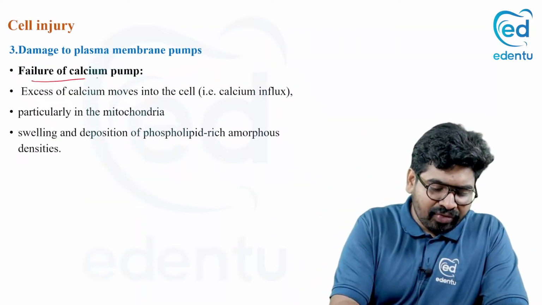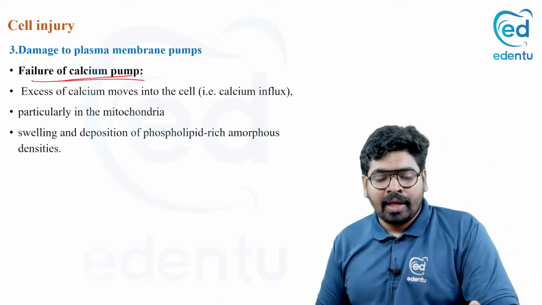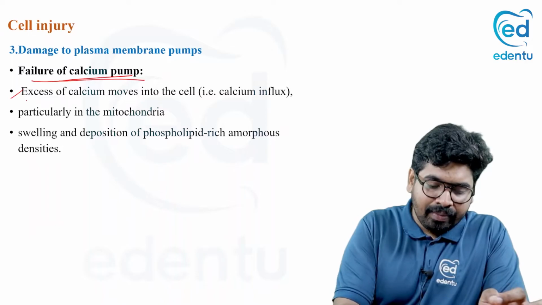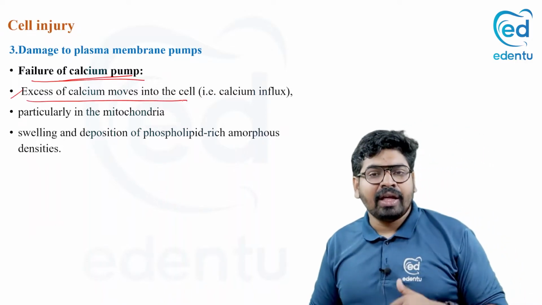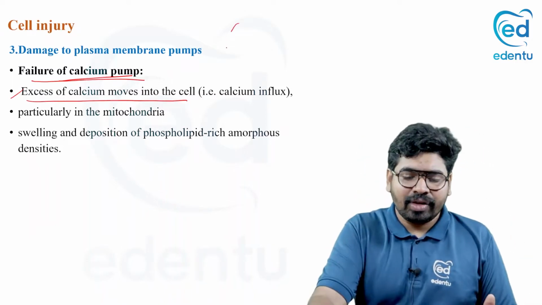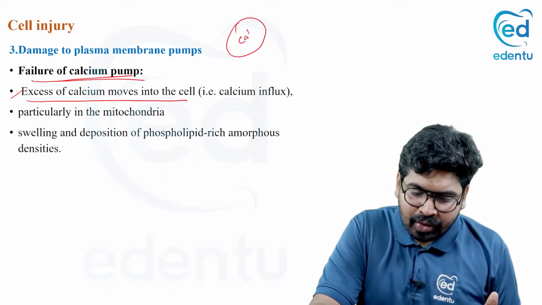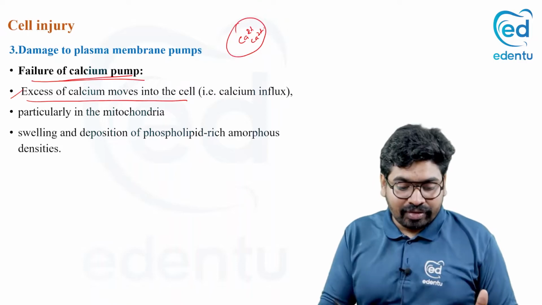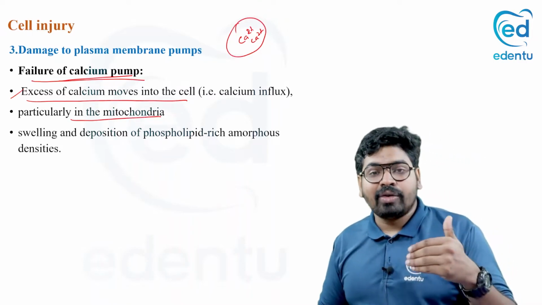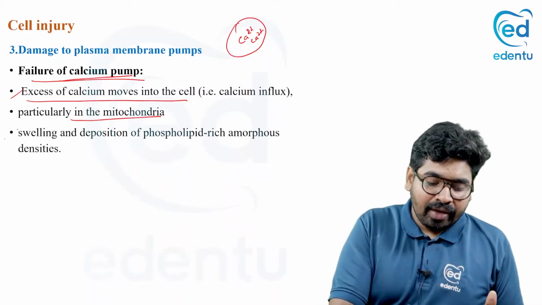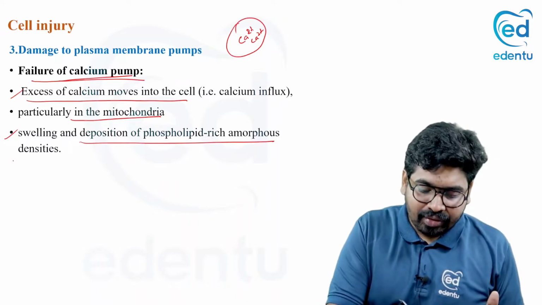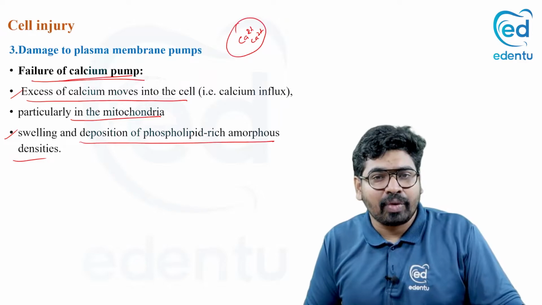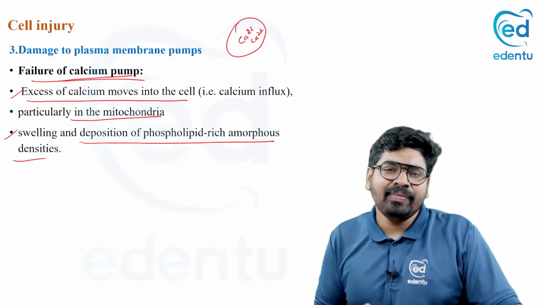Now, what about failure of the calcium pump? There is a failure of the calcium pump, so excessive calcium will come into the cell. We have seen this: there is more and more calcium in the cell, mainly in the mitochondria also. And you know how this calcium is going to destroy your phospholipids and your proteins in the body, which we have seen in the flow chart.